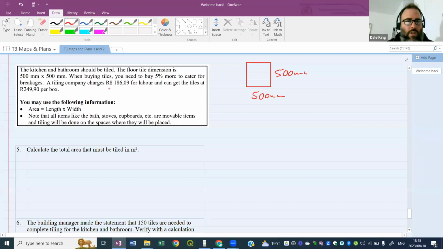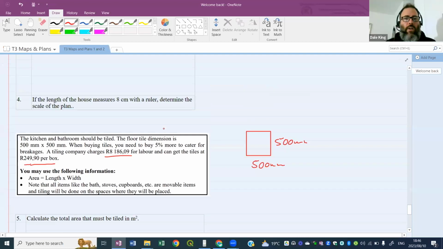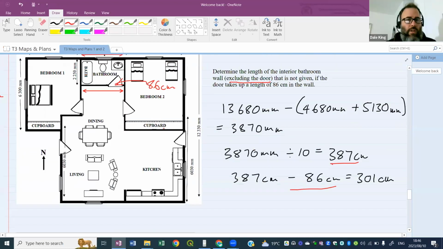A tiling company charges a lot of money for labor, and can get the tiles at $244.90 per box. All this information you're obviously going to use, guys, so let's just keep track of it. You may use the following information: area equals length times width. We know that. Note that all items like the bath, stove, cupboards, etc., are movable items, and tiling will be done on the spaces where they will be placed. Now, what that means is, if I go up to the diagram here, we're doing the kitchen and the bath, if I'm not mistaken.